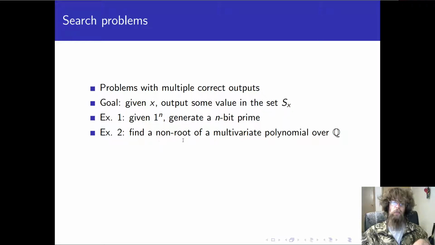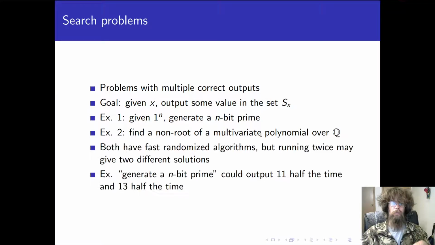Or you want to find non-roots of some big polynomial. Their Sx would be the set of all things that aren't roots of that polynomial. And so for both of these problems, there are fast randomized algorithms where you basically pick something at random and then test to see if it's in Sx. The downside is each time you run it, you might find a different element of Sx, and sometimes that isn't what you want. For that algorithm, here with n equals 4, half the time you'll get 11, half the time you'll get 13.